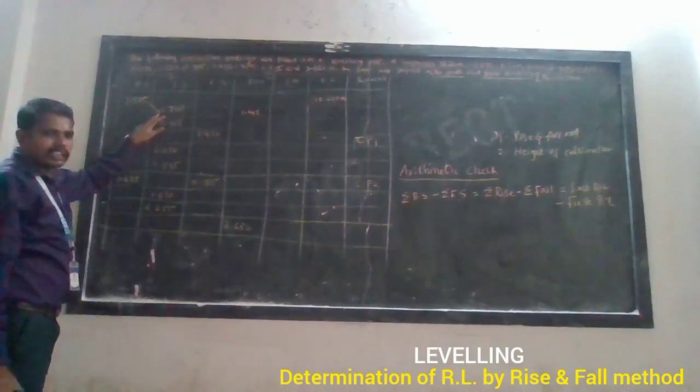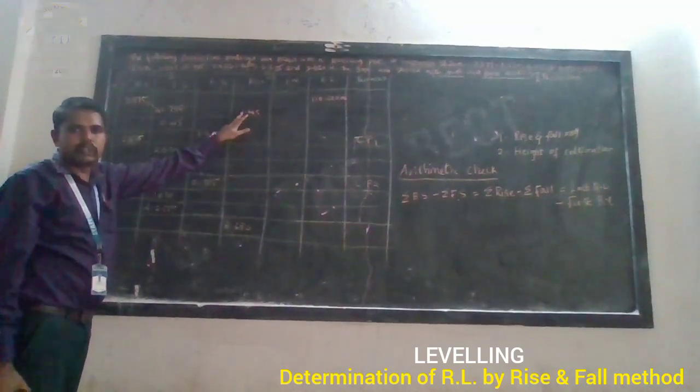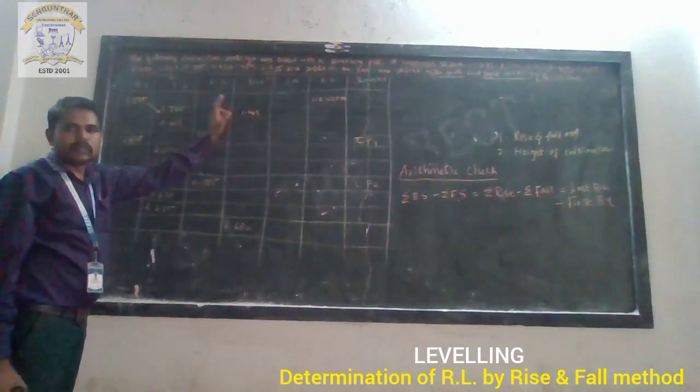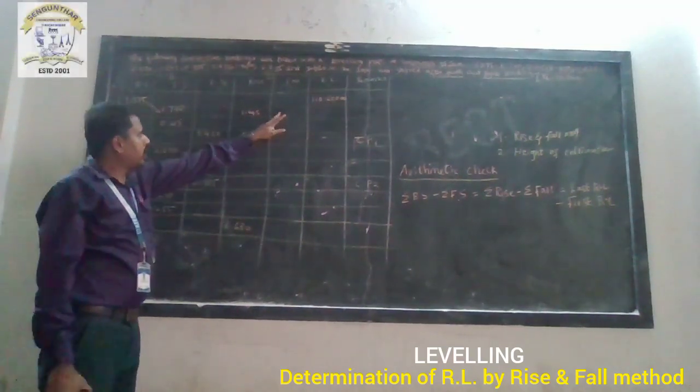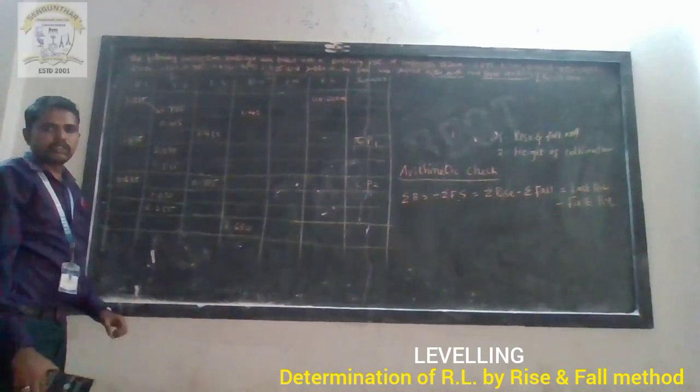Where I write the value is very important. See the arrow here; in that row only I am going to enter. If the value is positive, I will write it in the rise column. Suppose the value is negative, I will write it in the fall column. So just note it.